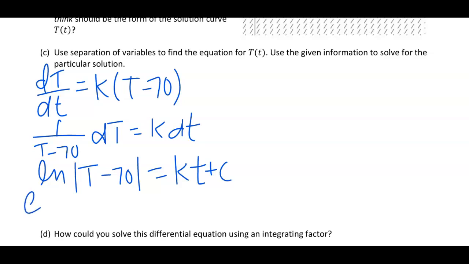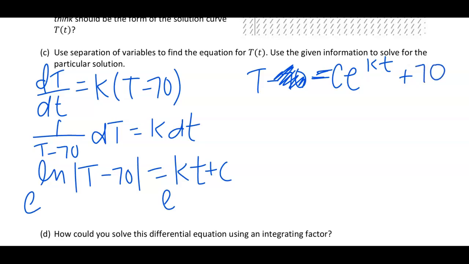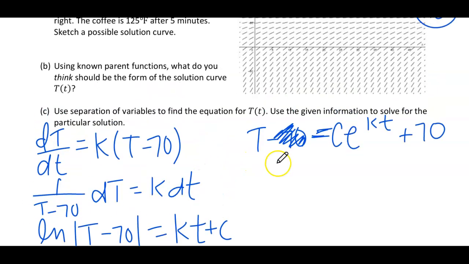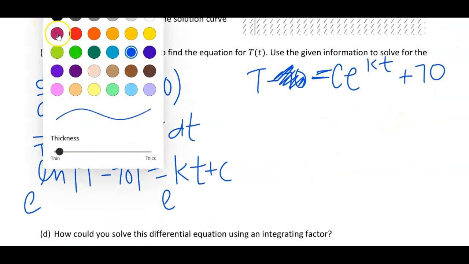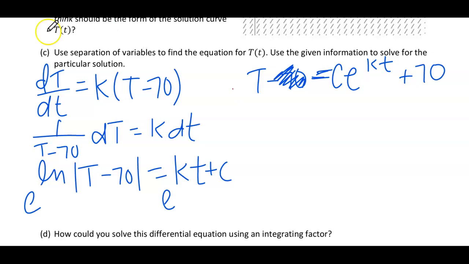And so if I take e to both sides, I end up getting T minus 70 is equal to, we do that nice C e to the kt trick here, which means temperature must be equal to some exponential function moved up 70. That makes sense. That's the graph that we just did, right? Right here. Okay, let's use our initial conditions to solve this.